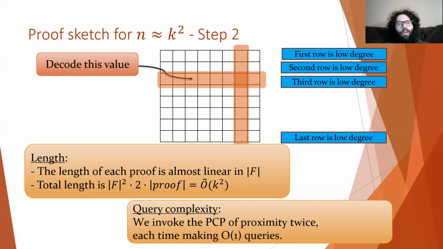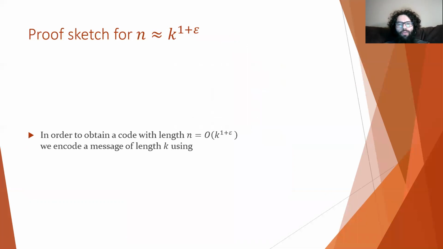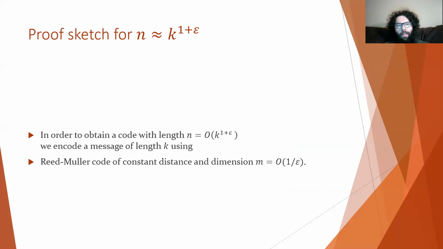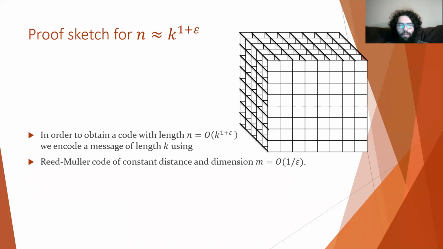So dimension is 2. So how would we generalize it? Next I'll show how to generalize it to higher dimensions, and higher dimension will allow the length to be K to the power 1 plus epsilon. Okay, so here's what we do. We encode a message of length K using a Reed-Muller code of dimension m that's roughly 1 over epsilon. I cannot draw an m-dimensional cube, but I can draw a 3-dimensional cube. So we'll pretend that this is an m-dimensional cube.